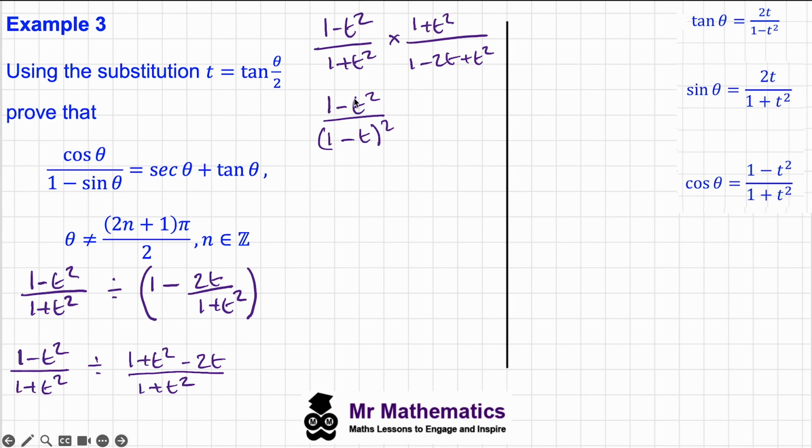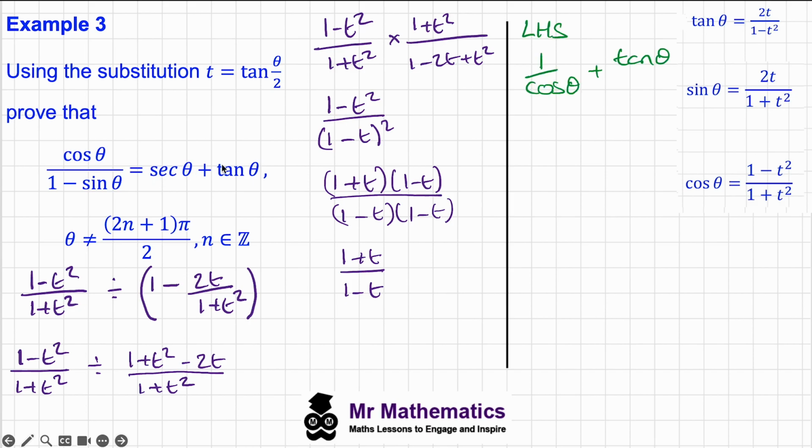For our numerator now, we've got the difference of two squares. We've got 1 plus t and 1 minus t. For our denominator, we've got 1 minus t multiplied by itself. These two will cancel, so we're left with 1 plus t over 1 minus t.